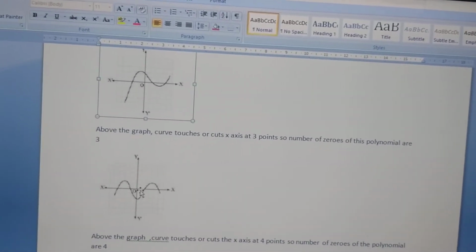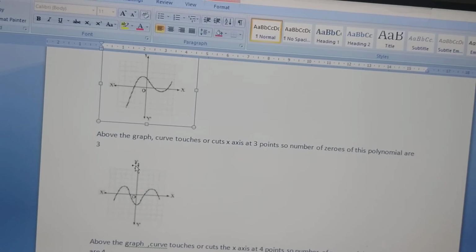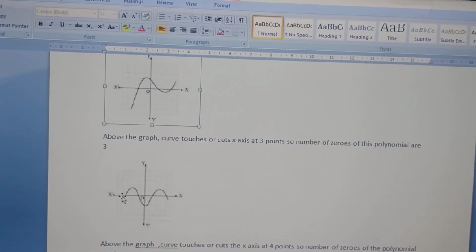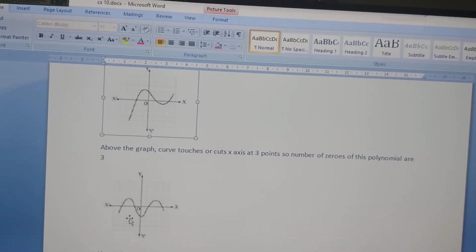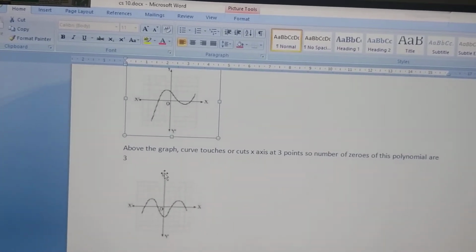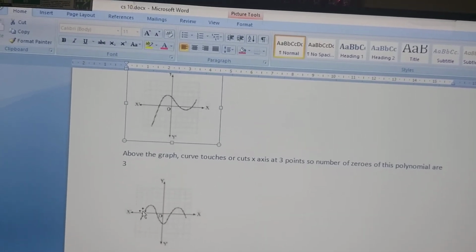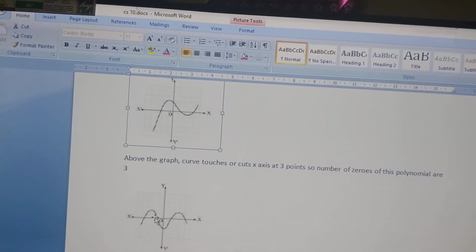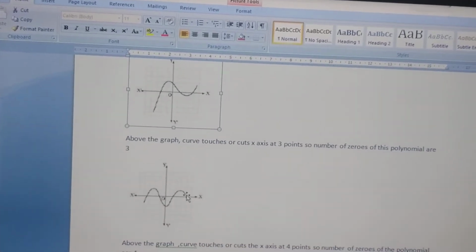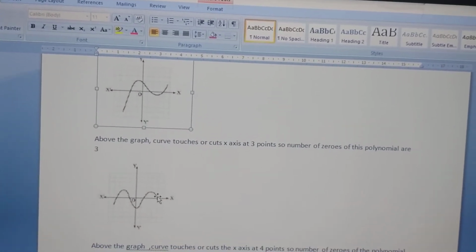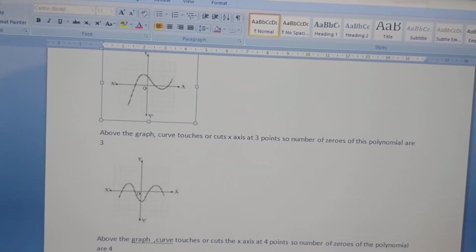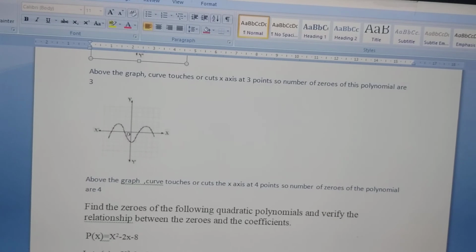Taking another example, it is one polynomial drawn in the coordinate plane. In this polynomial, the graph of the curve touches the x-axis at 1, 2, 3, 4. So here the curve of the graph touches at 4 points. So the number of zeros of the polynomial is 4.